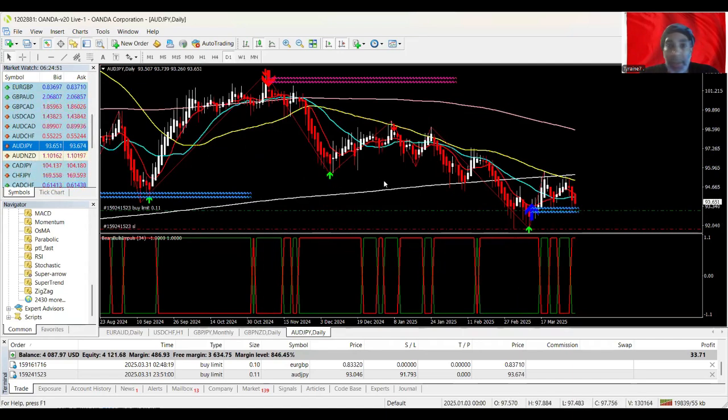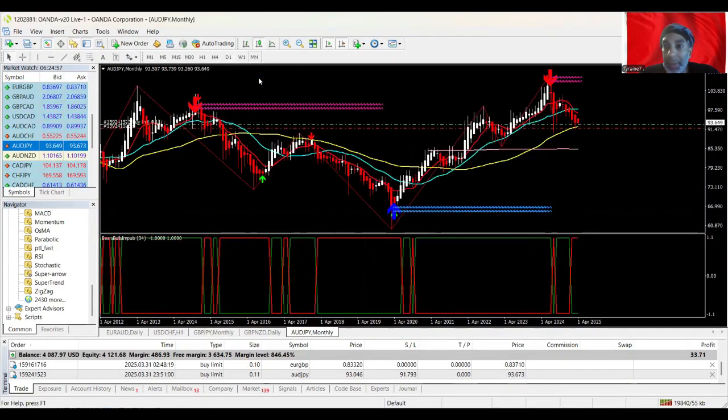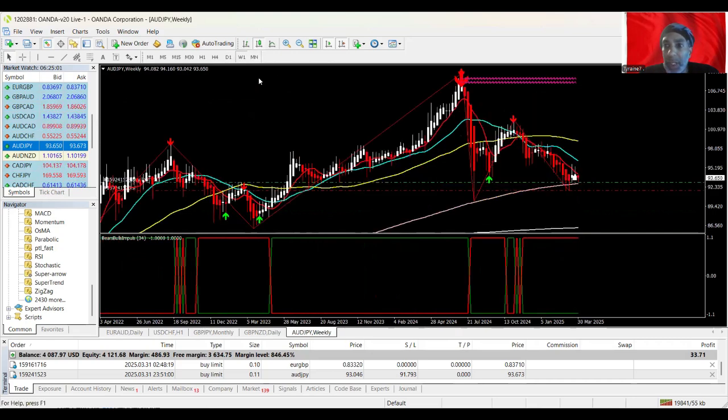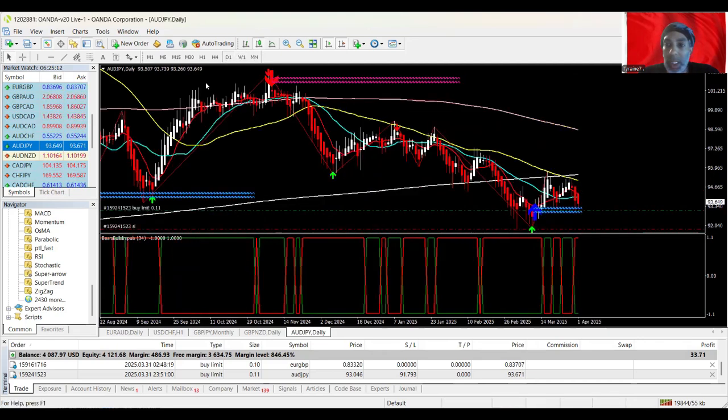AUDJPY. Well, this is a pair I'm looking at. This is the daily. We want to look at the monthly. Monthly, this is still showing a downtrend. Weekly, we got a reversal candle last week. So this week, I'm looking for a possible reversal on the weekly. The daily, we're in the downtrend for today.